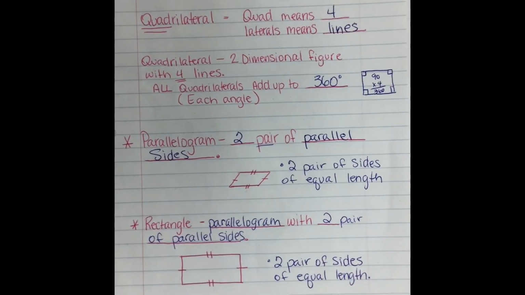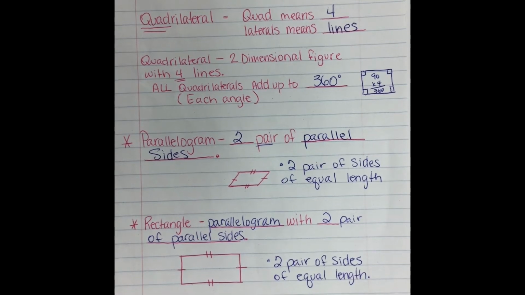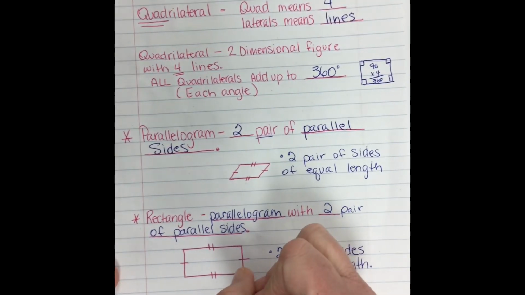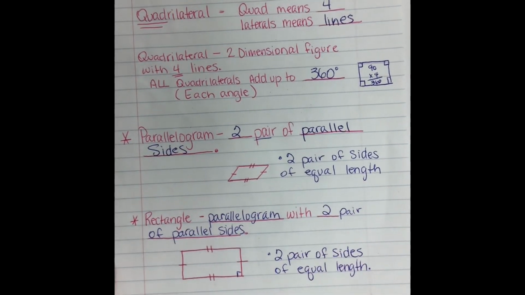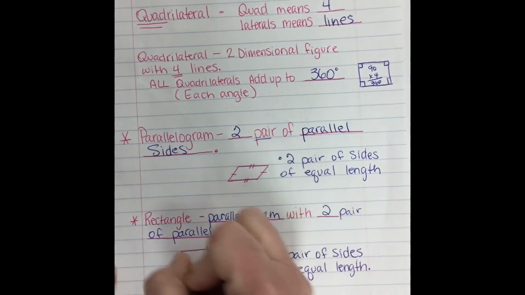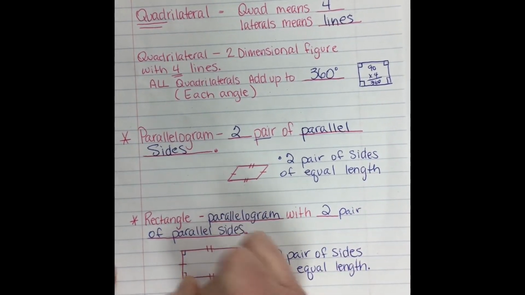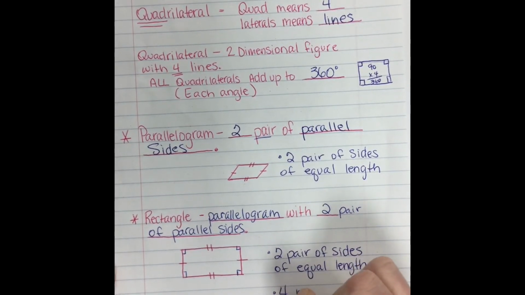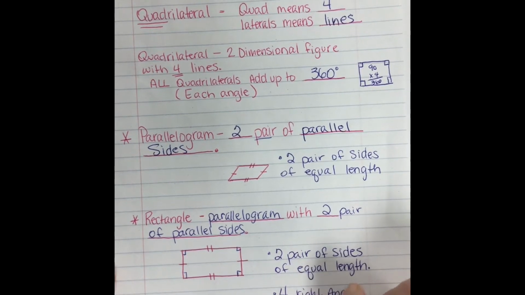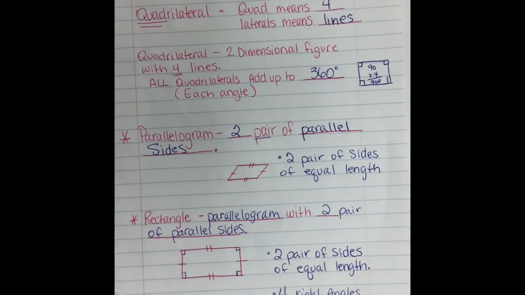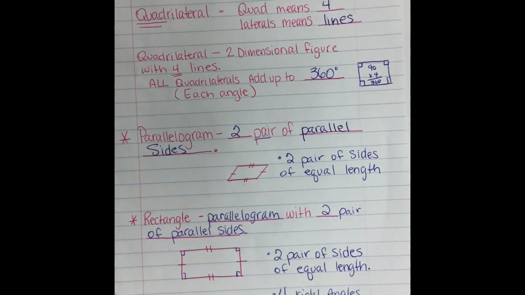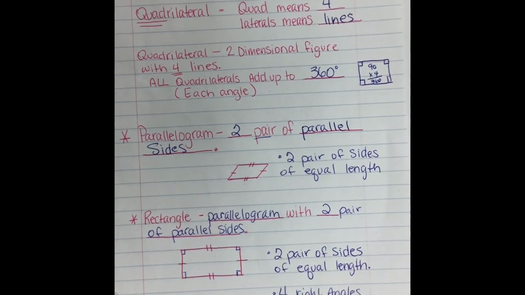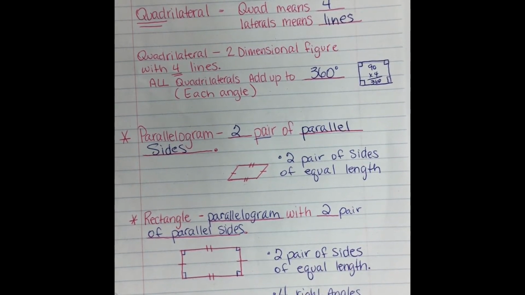Okay. Now, one other thing that we notice about the rectangle is all the corners make right angles, don't they? So a rectangle has four right angles. Okay, so a rectangle is a parallelogram with two pair of parallel sides. It has two pair of sides of equal length, and it has four right angles.